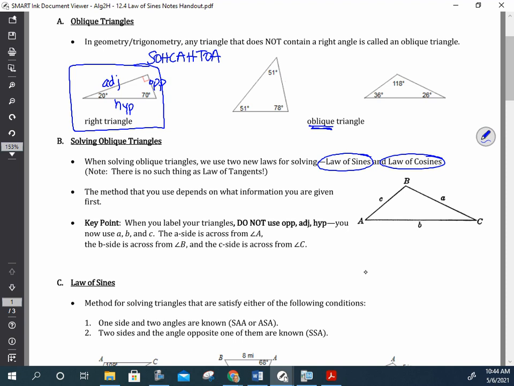Which method you use depends on the information that you're given. Today we will go through the criteria for law of sines. On Tuesday of next week, we'll do the criteria for law of cosines. That Monday, we're going to spend time finding the area of a triangle. There are other ways to find the area of a triangle other than 1/2 base times height. That's what we're doing on Monday.